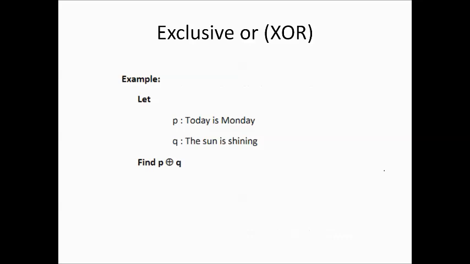So how can you form this one? Try to form the exclusive OR. Propositional variable P, today is Monday. Propositional variable Q, the sun is shining. Try to compose, class. What is the proposition? Either today is Monday or the sun is shining. Very good.